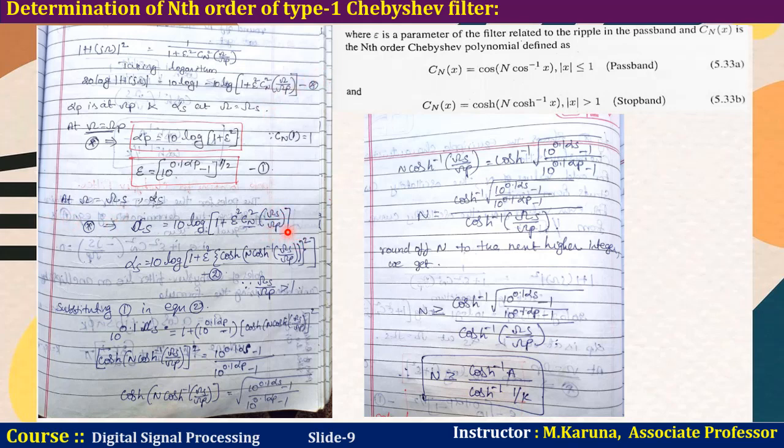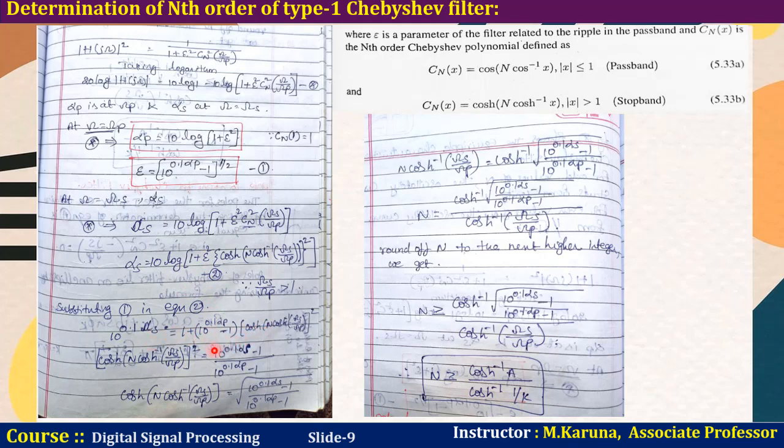Omega equal to omega s, substitute. Alpha s equal to 10 log 1 plus epsilon square. Here, look, in the stop band what is the value for the polynomial Cn of x? Cosh of n into cosh inverse x. So that's what I have substituted, Cn square of x, cosh n cosh inverse x. So x means omega s by omega p. Substitute epsilon value in this equation. So that epsilon value is this. Substitute that value in place of epsilon square. So that we'll get the equation.